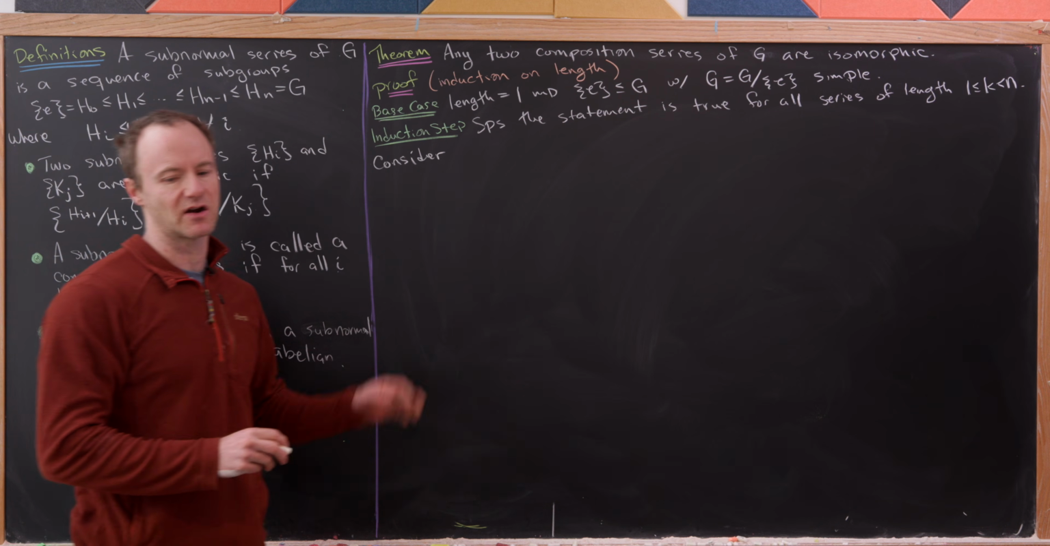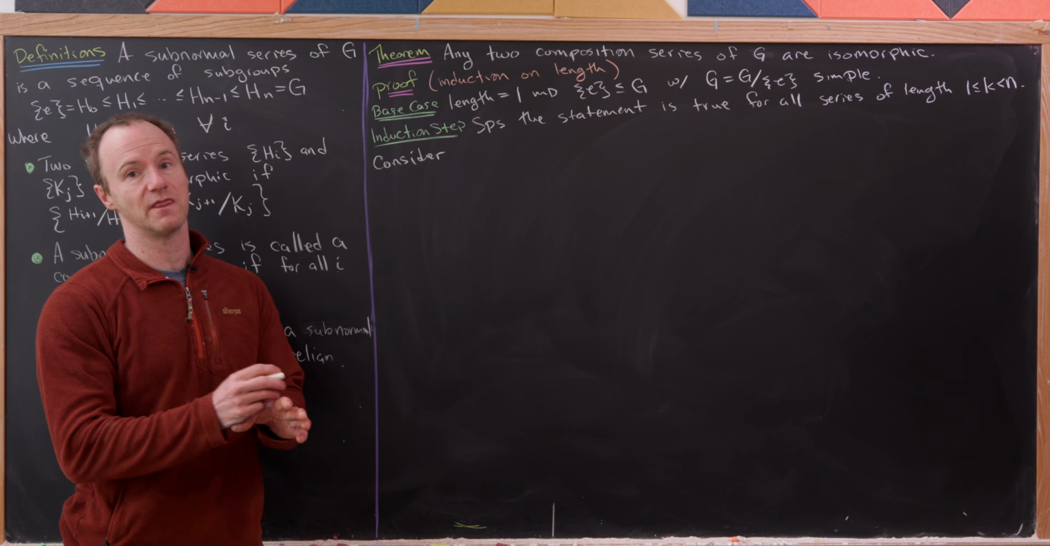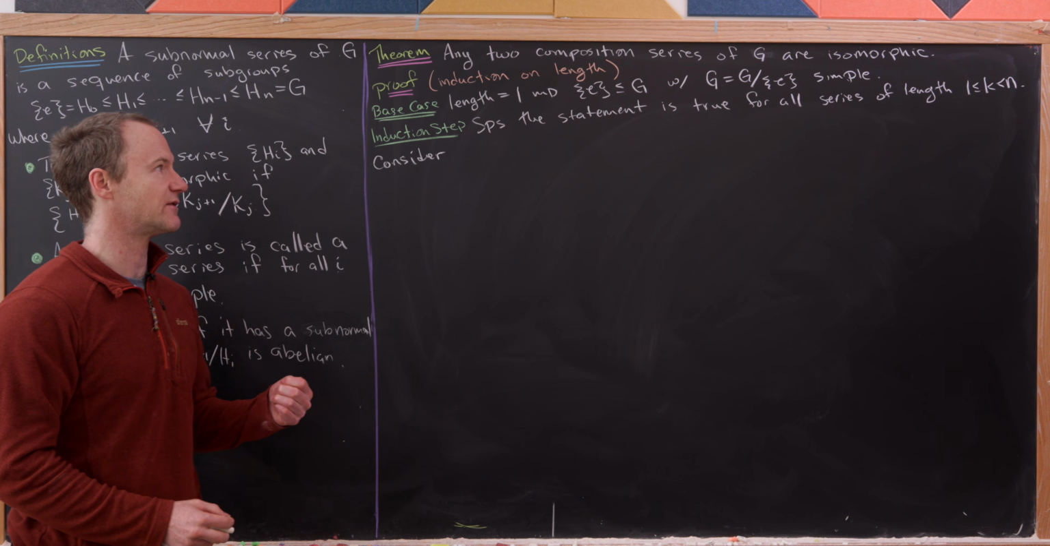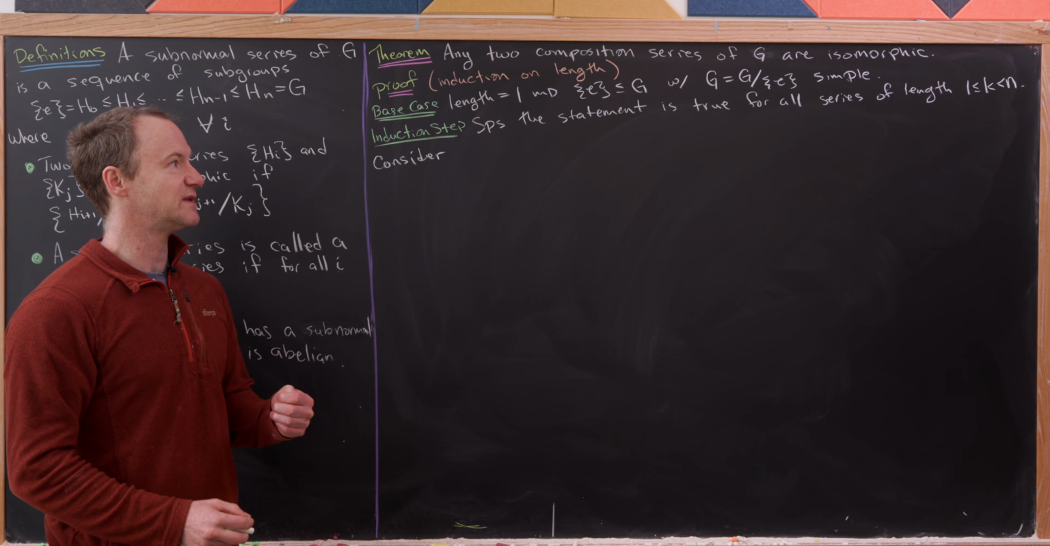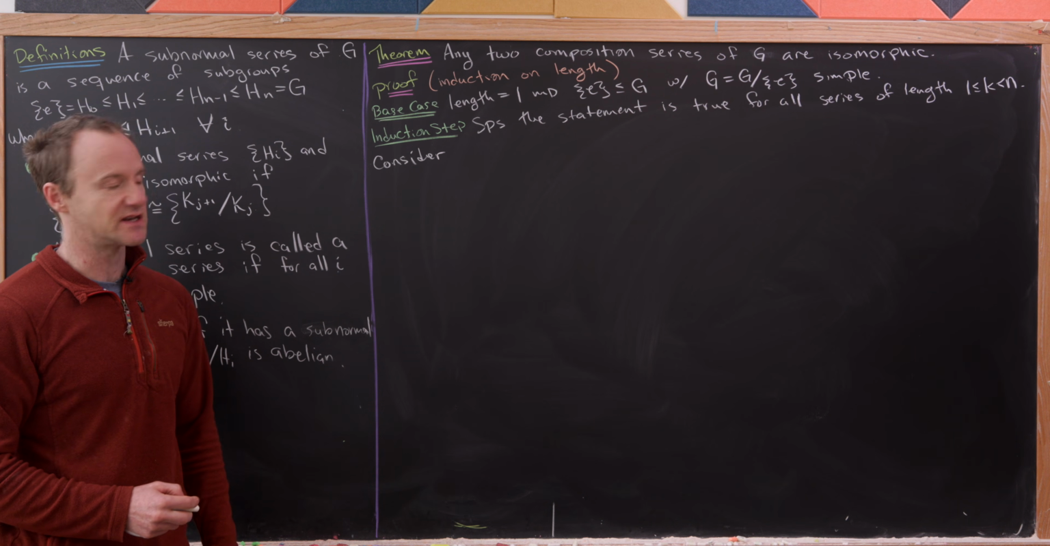So we saw that in our example before. Okay, so this is going to go by induction on the length of the series. So the base case is pretty simple. We have a length 1 series, which means that G must be a simple group. Now let's move into the induction step.